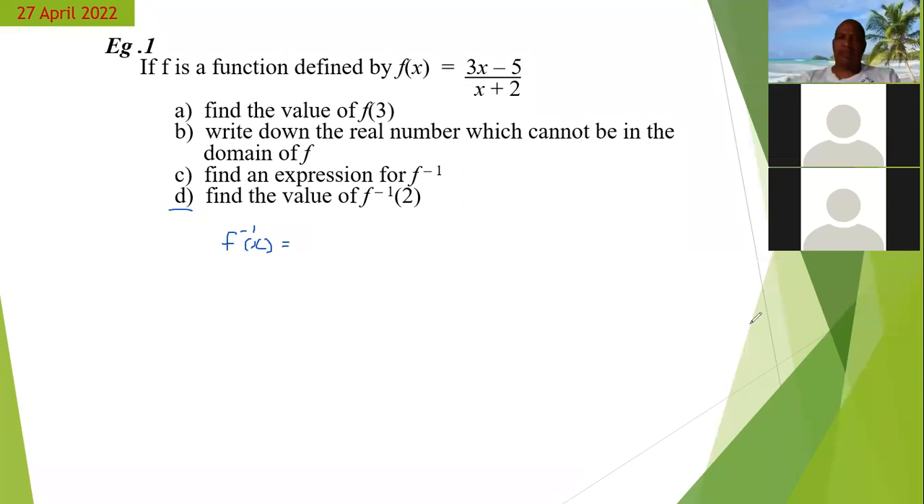Sir, negative 2x minus 5 over x minus 3. Negative 2x minus 5 over, go ahead, Miss Green, over what? X minus 3. All right, x minus 3.